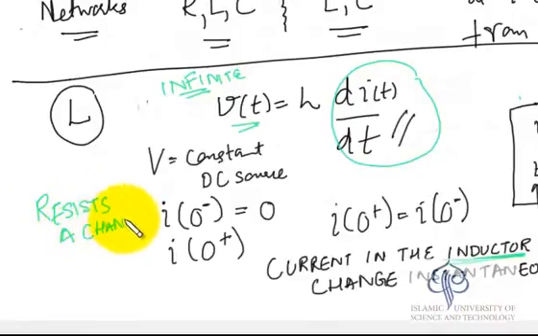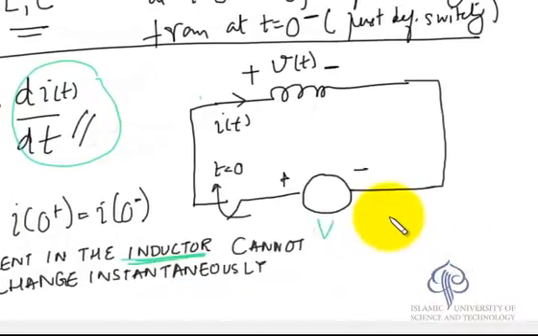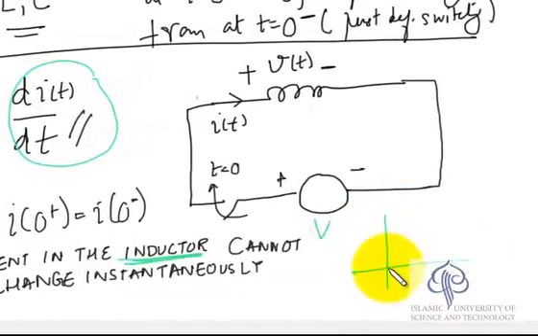So if you want the current to change instantaneously in the inductor, you have to apply a forcing function which is infinite in nature, which is not the case here because this is a constant DC source. It's going to be something like this. There is no voltage before t is equal to 0, and at t is equal to 0 you start applying a voltage V. This is the profile of the voltage applied to the circuit.